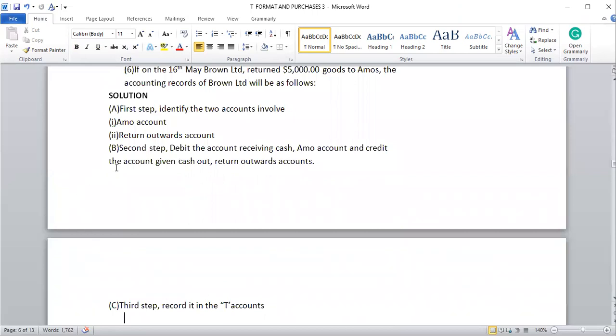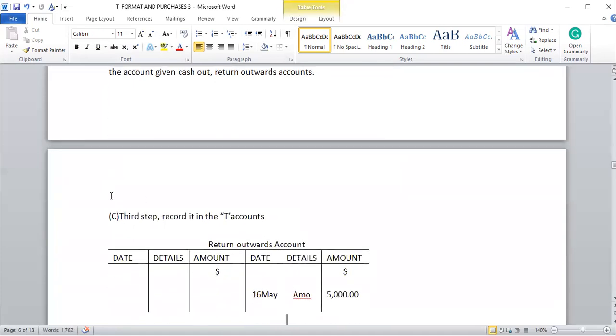Then the second step, debit the account receiving cash, the Amo account, and credit the account giving out cash, that's the return at loss account. Then the third step, we record it in the T account. So first, the return at loss account, because they are returning the goods back to Mr. Amo, it shows that the date column shows 16 May, and the details column Amo, because the goods are being returned back to Mr. Amo, and the amount will involve $5,000.